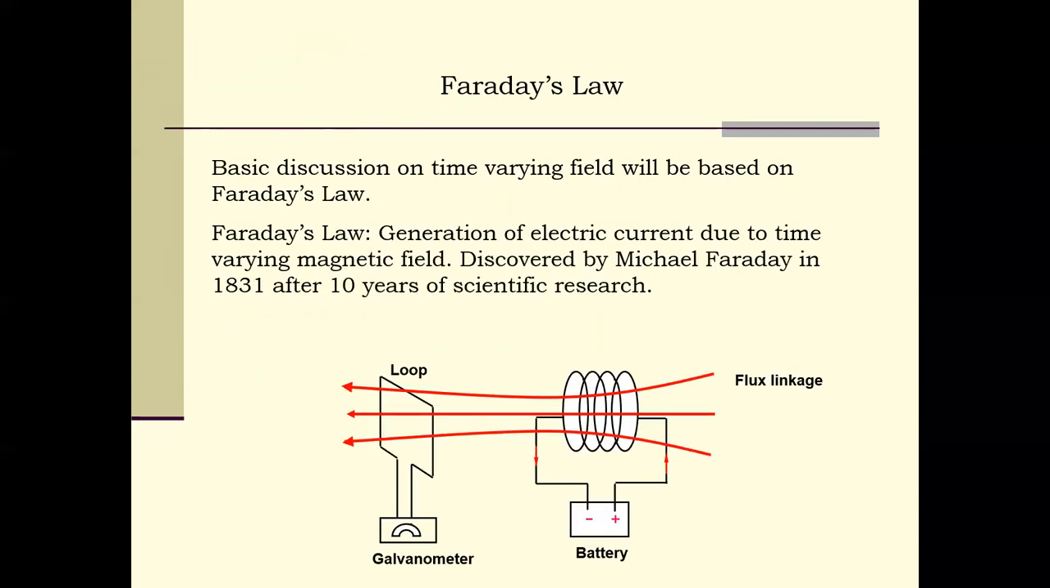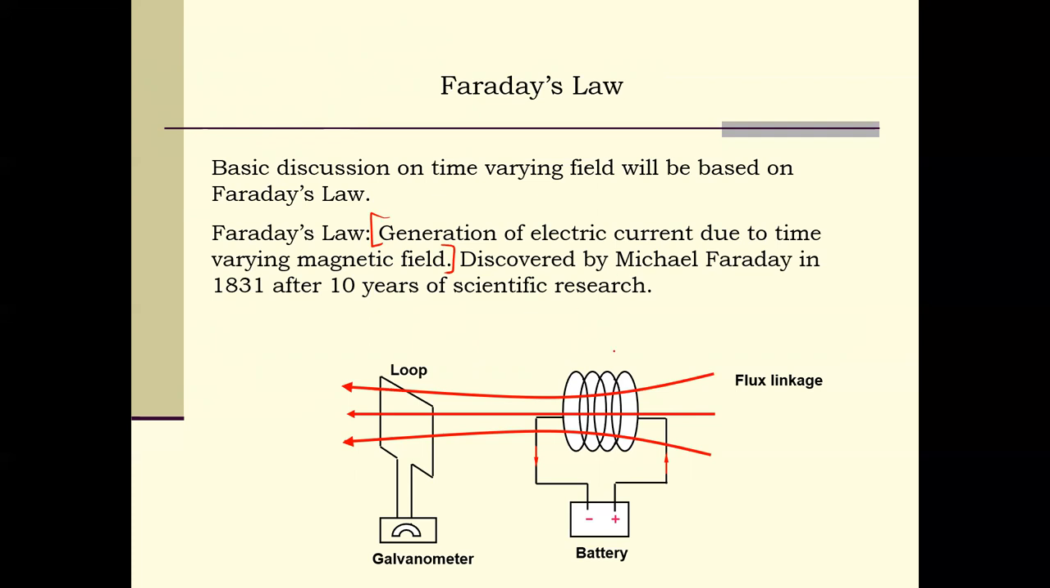Okay, so let's have a look at Faraday's law. Basically, as I mentioned before, in terms of its definition, Faraday's law is the generation of electric current due to a time-varying magnetic field. This is the basic thing that you need to understand. Faraday's law is a concept which can be used to produce an electric current from the time-varying magnetic field.